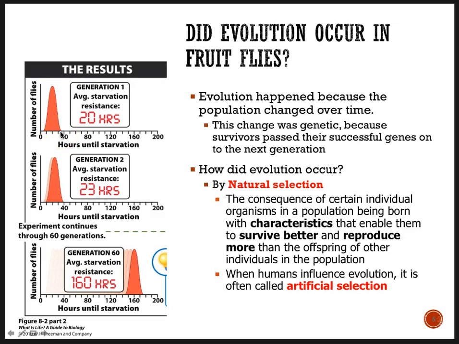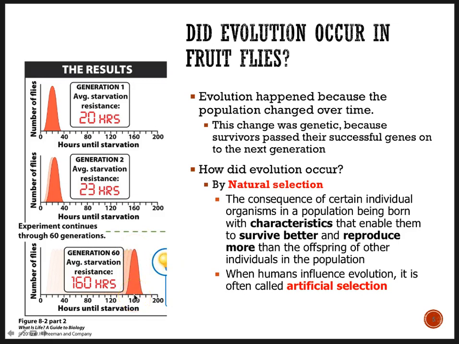And after a single generation of starving, in other words, those original 1,000 survivors, the actual time it took them to get to the average shifted from 20 hours to 23 hours. So then they repeated this experiment over and over again for 60 generations. And over the course of those 60 generations, the average starvation resistance was 160 hours.